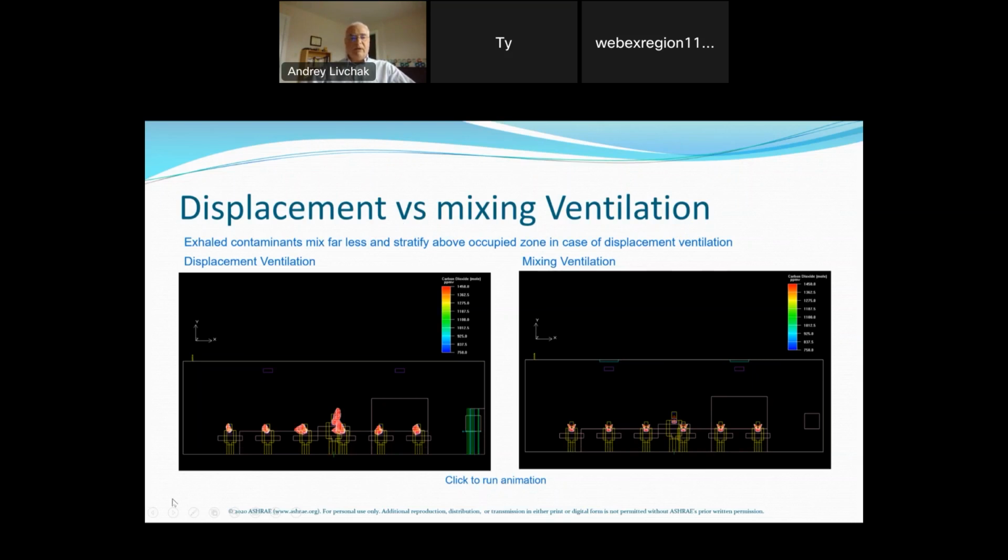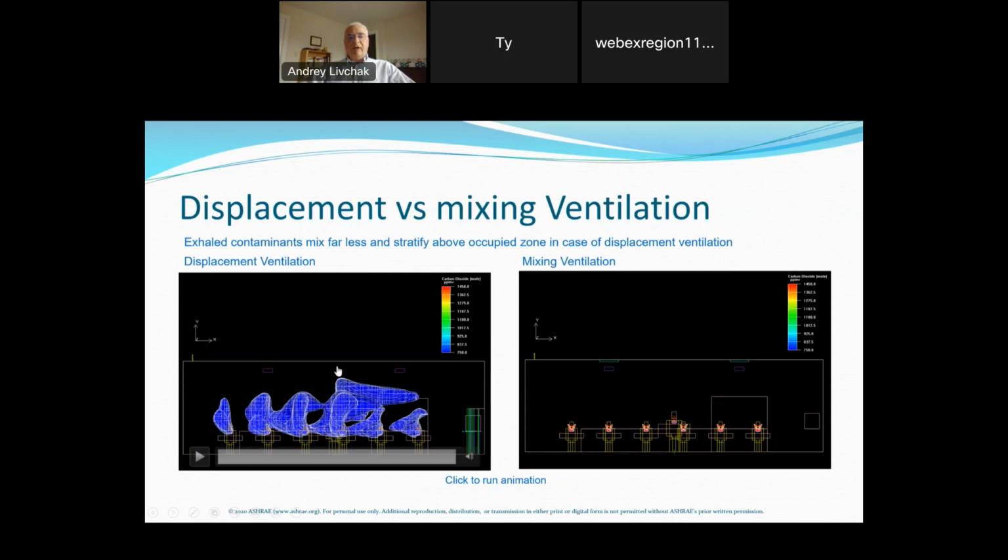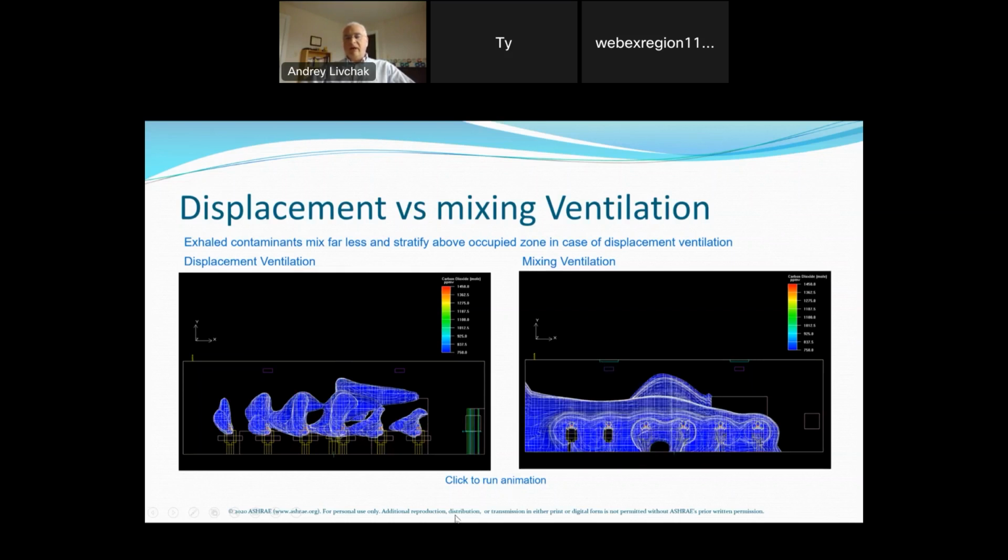Again, looking on the left at displacement, we can see how the warm air exhaled from students is stratifying upwards. And if we look at the mixing system with four-way ceiling diffusers at the ceiling level, we can see how this supply air basically pushes all the contaminants associated with exhaled air downwards into the occupied zone, and eventually all the contaminants are mixed within the occupied zone.